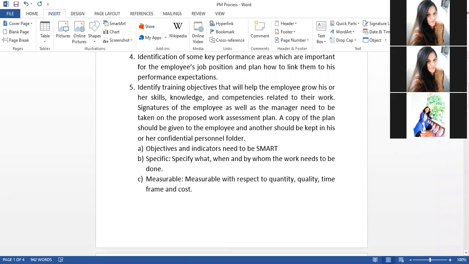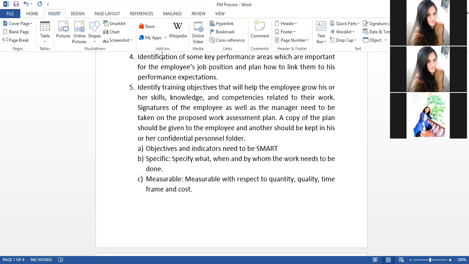Identifying training objectives that will help the employee grow his or her skills, knowledge, and competencies related to their work. Signatures of the employees as well as the manager need to be taken on the proposed work assessment plan. A copy of the plan should be given to the employee and the other should be kept in his or her confidential personal folder.